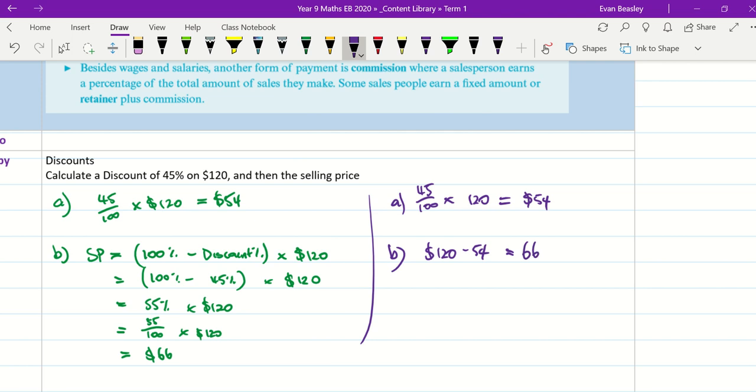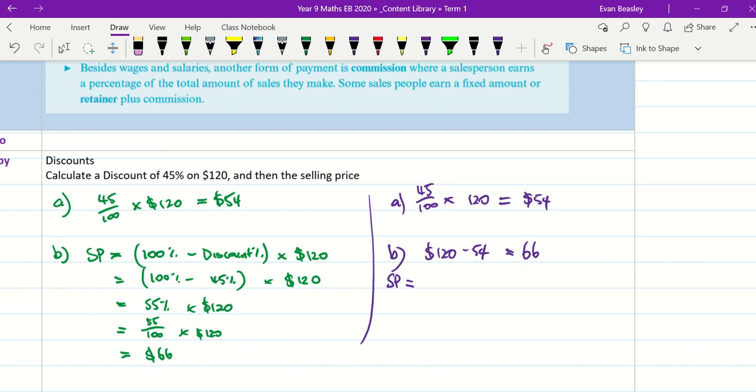And that's the way you would have done it in Year 8. Now in Year 9 we want to just show a little bit more efficiency in your understanding of maths. So this is accurate this way, but it's not necessarily efficient, and I'll show you the reason now.